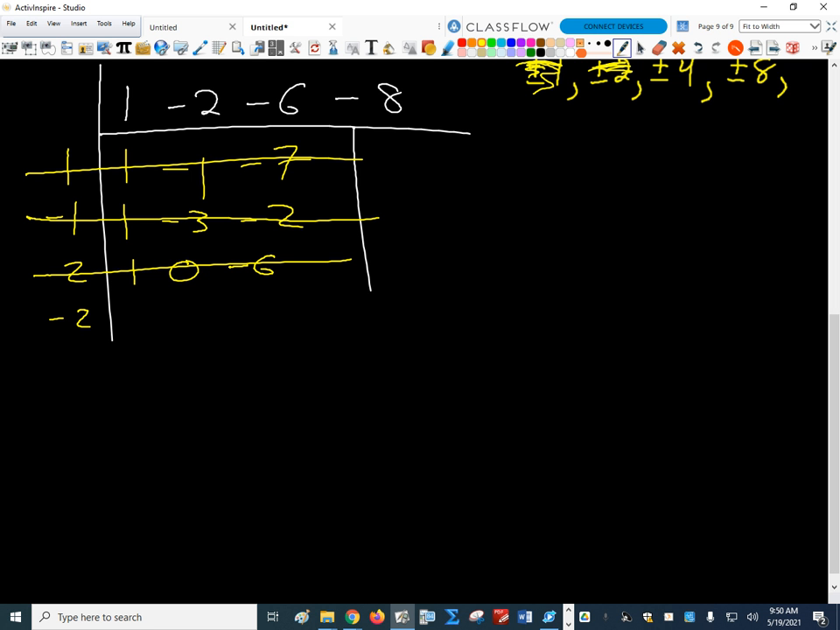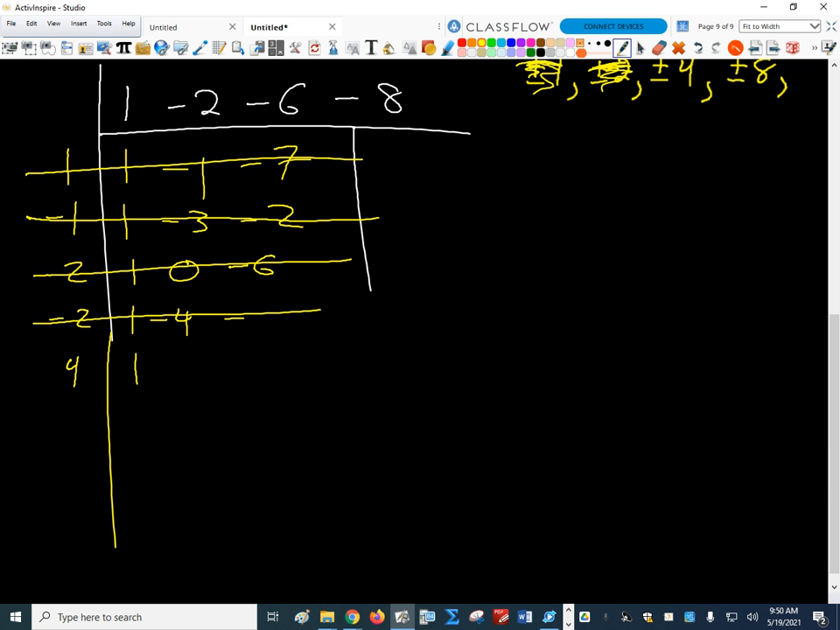Let's try -2. So 1, -4. Not going to work, is it? Right? No, it's not going to work. Agreed? -2, -4, 8. Nope, not going to work. Okay, so we're on to the 4s.